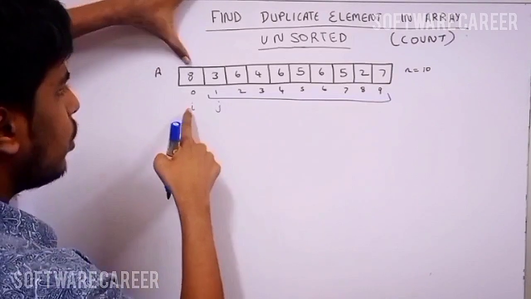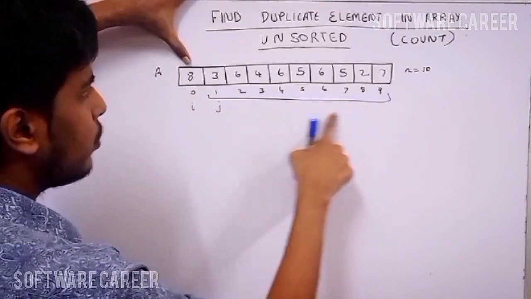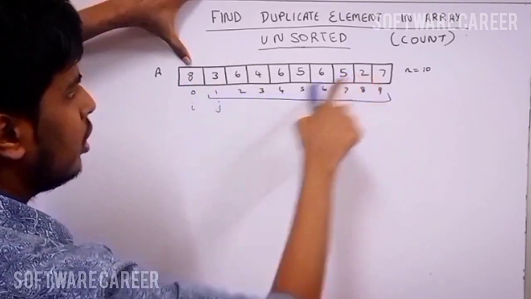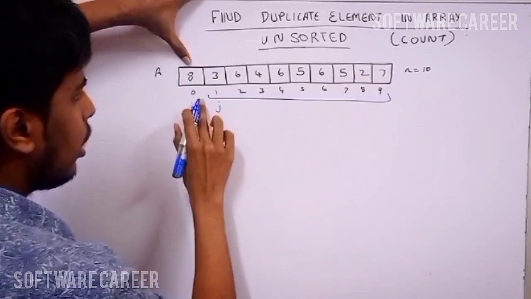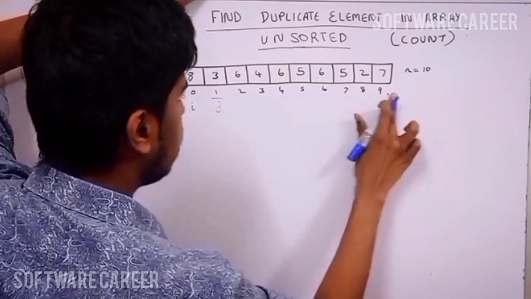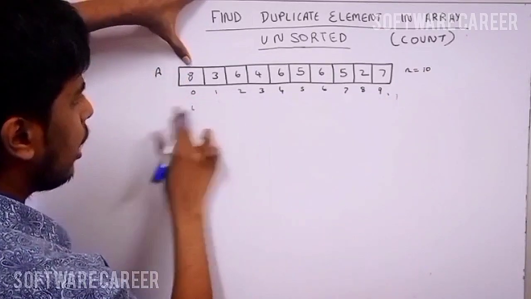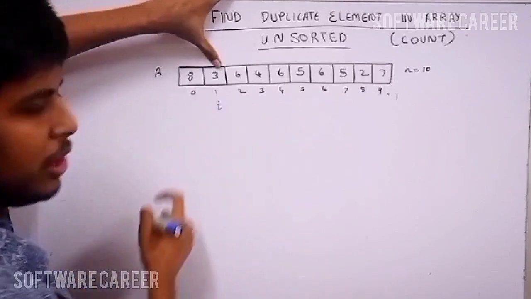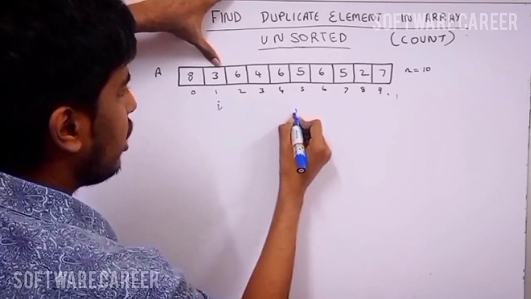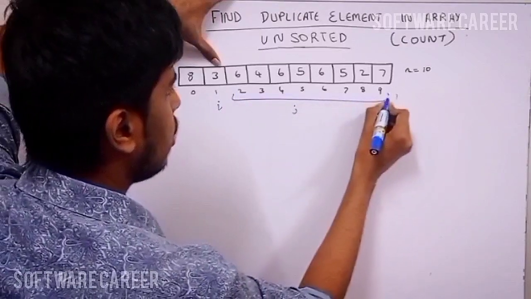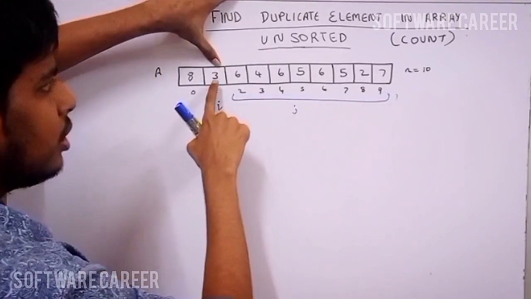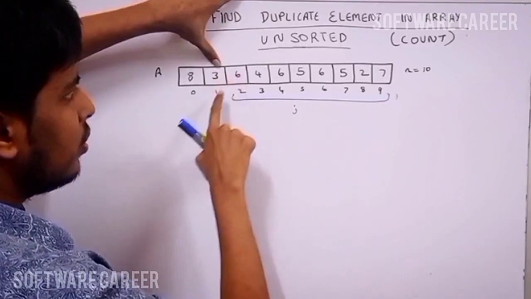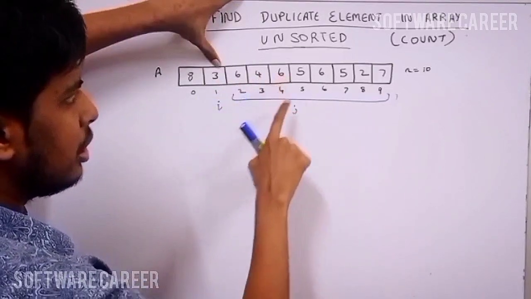Now I will be here, then j will move from 1 to 9. I'll check whether 8 is present anywhere in a of j. If not, then afterwards I'll move this i value to here. Then i will be pointing at the first index. Now j will be pointing from 2 to 9. Then I will check whether a of i equals a of j, whether 3 is here, whether 3 is present here, like that.